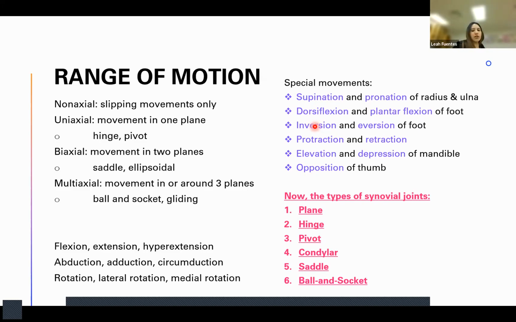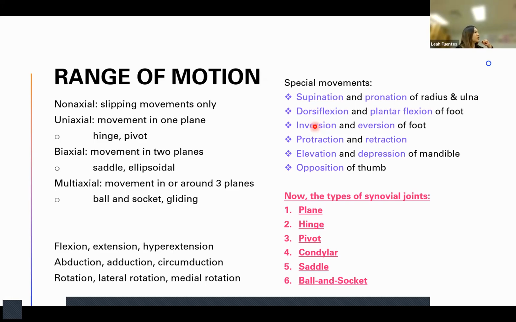And then we didn't touch on these fully. Do I have a picture? Yes, I do. We'll get to those, but you are also going to want to be familiar with flexion, extension, hyperextension, abduction, adduction, circumduction, rotation, lateral rotation, medial rotation. These are just the movements that occur with joints and muscles.